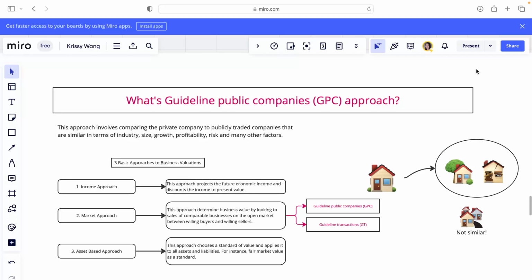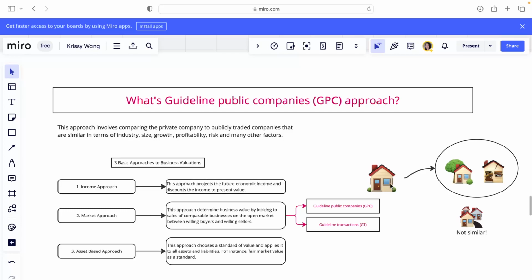To orient us where the GPC approach lives in the universe of business valuation approaches, I put GPC and GT under market approach. Both of these approaches look at what's happening on the open market to determine the business value of this private company that we want to evaluate. A quick definition of the GPC approach: this approach involves comparing the private company to publicly traded companies that are similar in terms of industry, size, growth, profitability, risk, and many other factors.